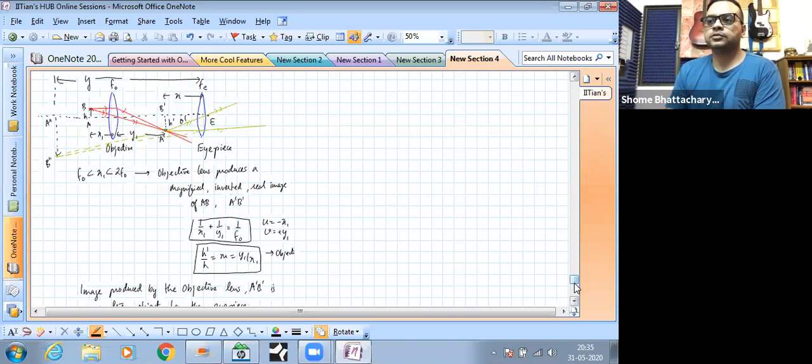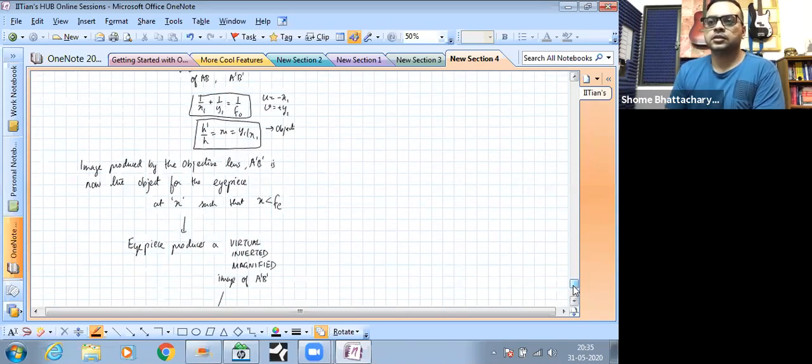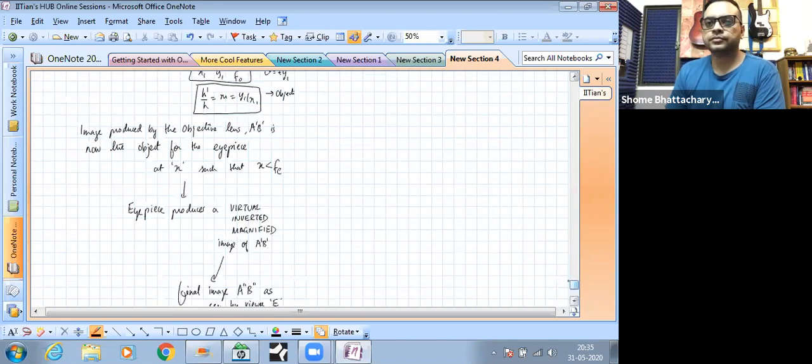Okay, people. So this becomes the effect of the... Okay, so now this image produced by the objective lens, A prime B prime, actually becomes the object for the eyepiece.